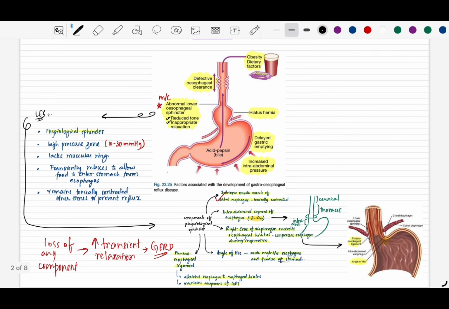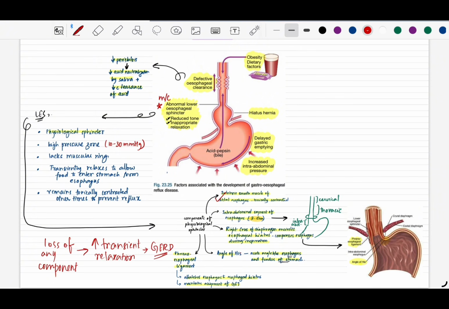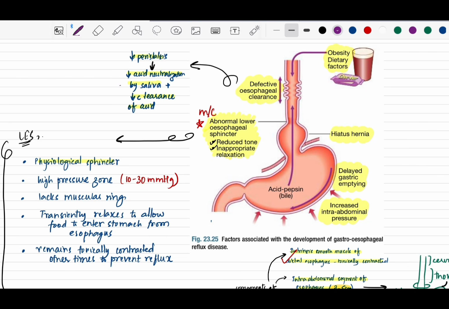The next risk factor is defective esophageal clearance. In GERD, we have decreased peristalsis, and decreased peristalsis leads to decreased acid neutralization by the saliva and decreased clearance of acid. As the acid remains in contact with the esophagus for a greater amount of time, it leads to mucosal injury.